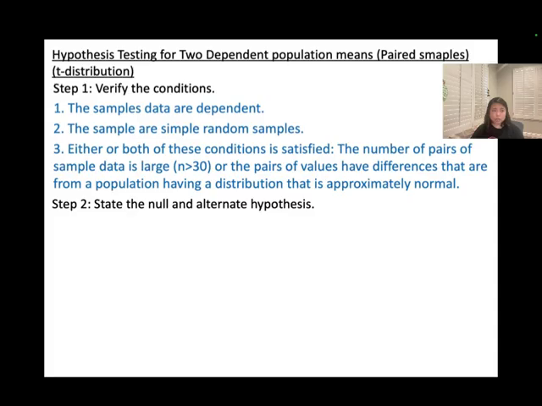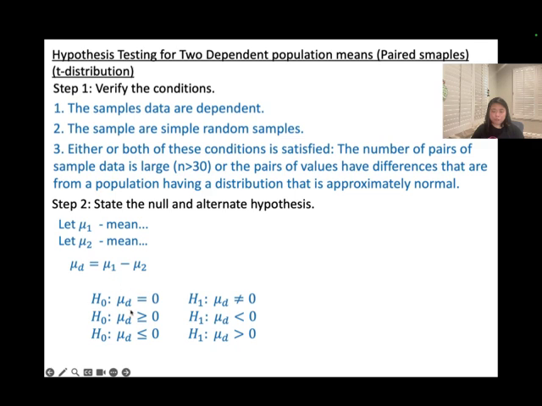Step 2, state the null and alternate hypothesis. Since we do have two populations, even though these are dependent populations, we still need to write down which one is going to be your mean 1 and which one is going to be your mean 2. We want to see the before and after comparison, right? So we're going to let one more be called the mean of the difference. You could let it be mean 1 minus mean 2 or mean 2 minus mean 1.